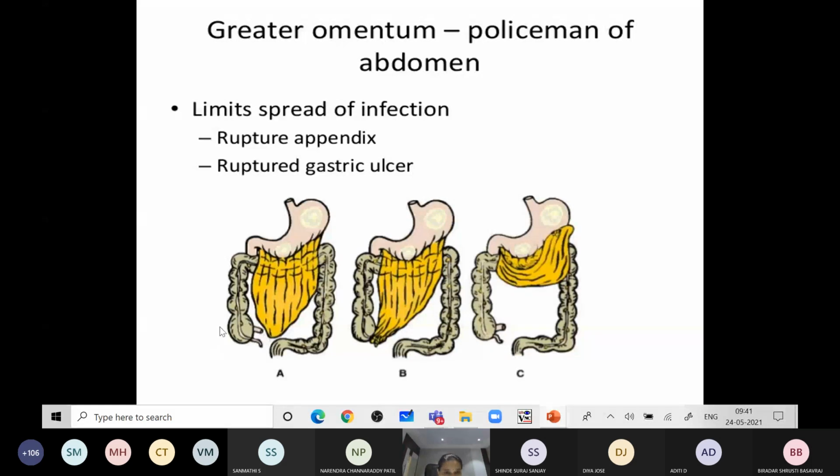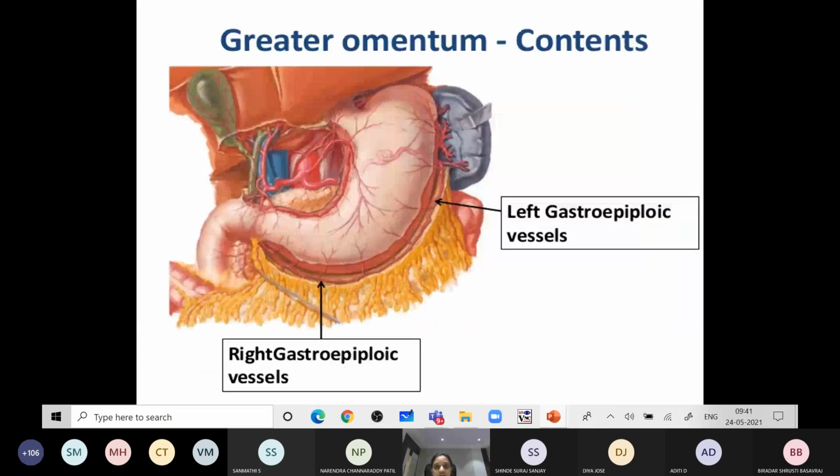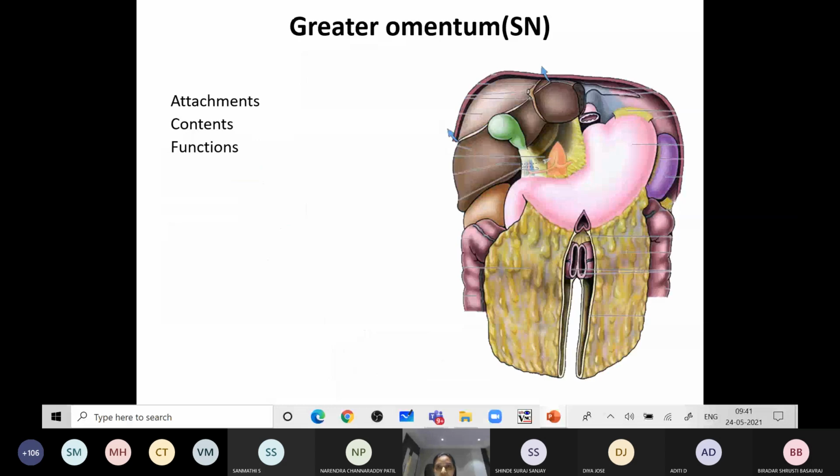You can see here, it has moved to seal the infection in appendicitis, or in case of a ruptured gastric ulcer, it moves upwards and tries to seal that infection so that it will not infect the general peritoneal cavity. That is about the greater omentum. Greater omentum is a commonly asked short note. So whenever it is asked, you have to write what is it?